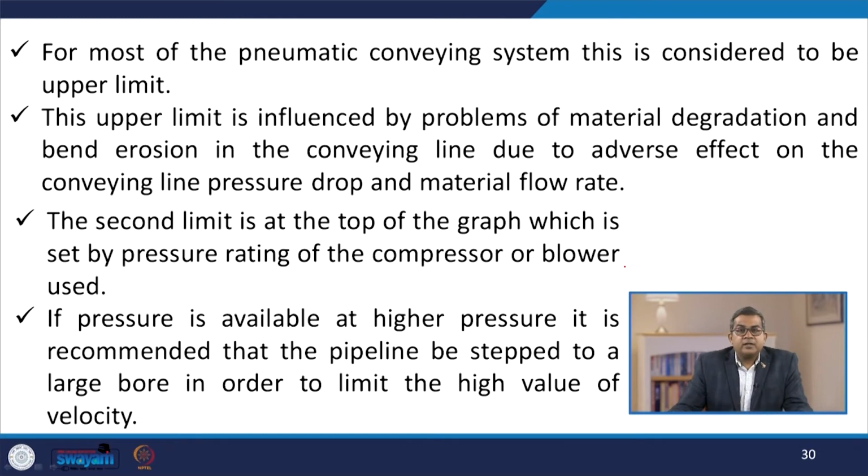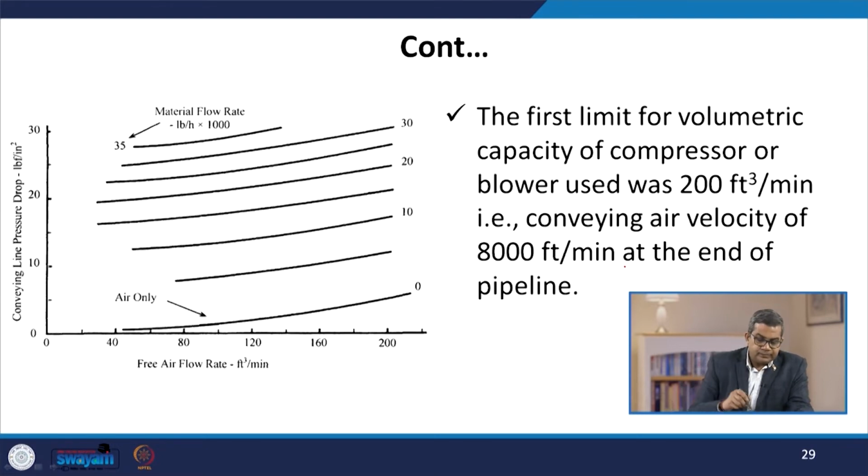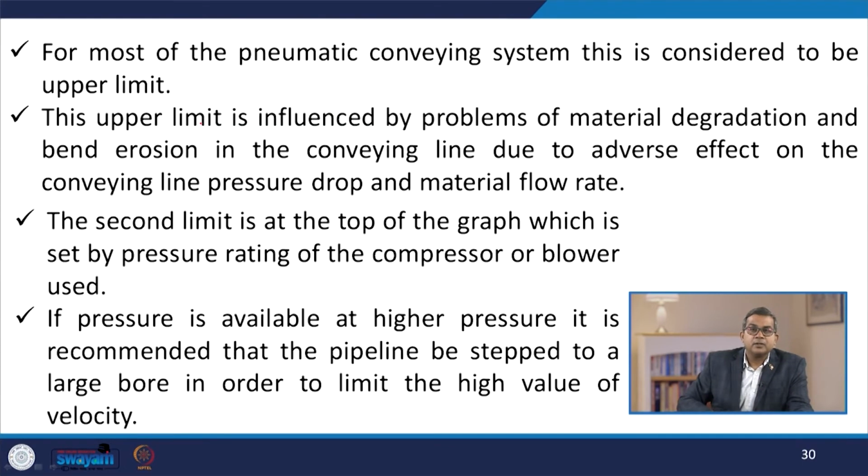The second limit is at the top of the graph. This is set by the pressure rating of the compressor or blower used. If pressure is available at higher levels, it is recommended that the pipeline be stepped to a larger bore in order to limit the high value of velocity.